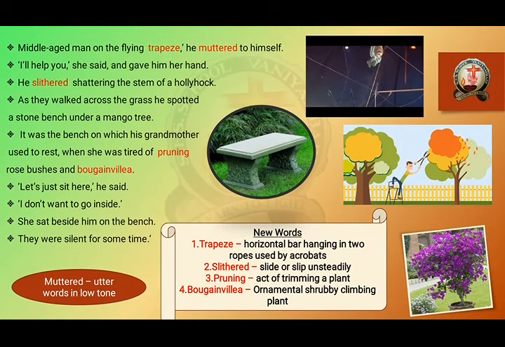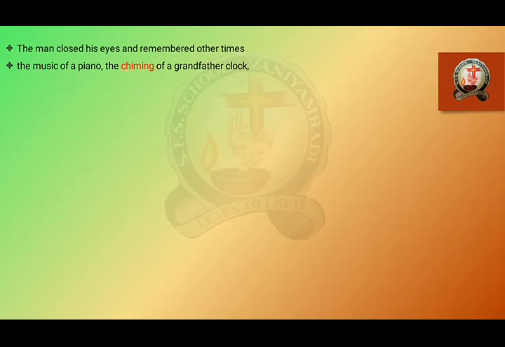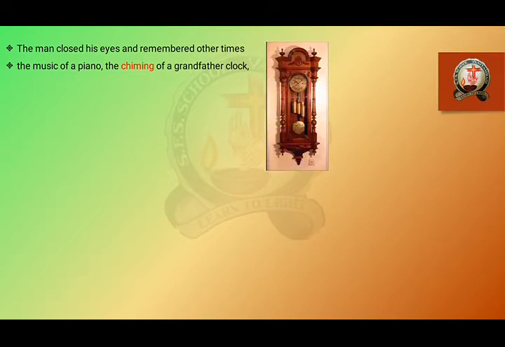Okay children, we'll move on to the next slide. After both of them sat on the bench, the man closed his eyes and remembered other times. The man silently closed his eyes and remembered his childhood. The music of a piano, the chiming of a grandfather clock. This is a kind of grandfather clock, a big clock which usually gives a sound. Chiming means the kind of sound this clock makes.